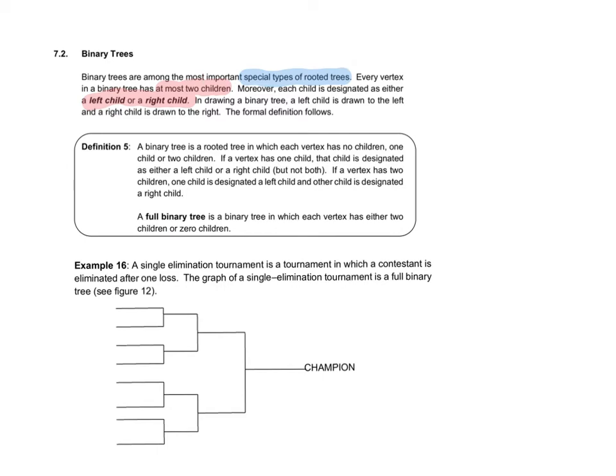A full binary tree is a binary tree in which each vertex has either 2 children or 0 children.